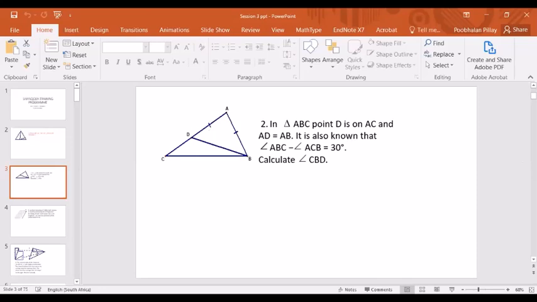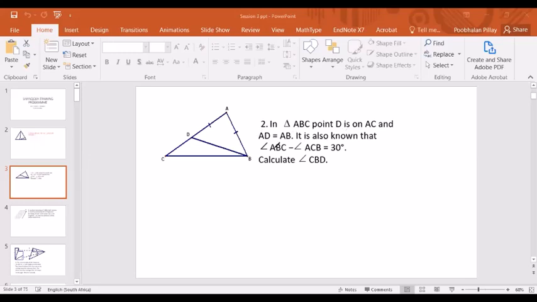So let's read this question. It says in triangle ABC, there is a point D on AC such that AD equals DB. So again, we have an isosceles triangle here. The isosceles triangle being AD, oh, it's already marked here, so that's fine. AD equals DB.